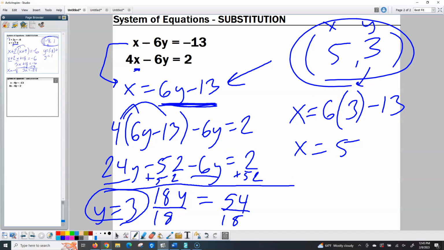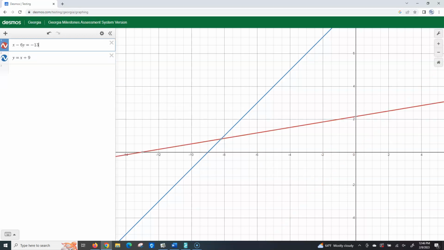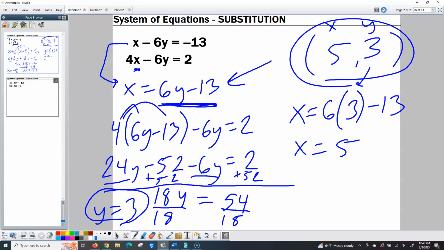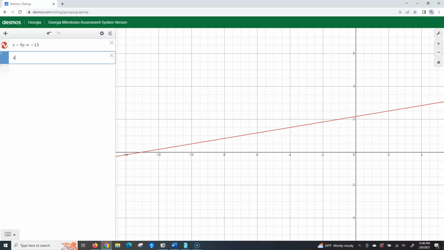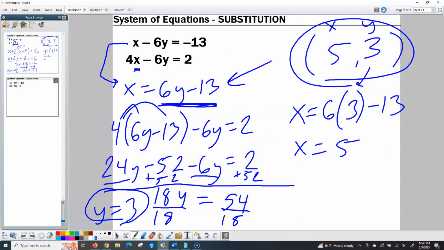Let's look at it on Desmos. So I got x minus 6y equals negative 13. And the next one was 4x minus 6y equals 2. And if you look over here, where those things intersect, that would be at 5, 3, the same thing that we got over here.